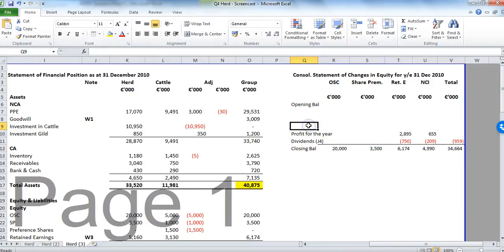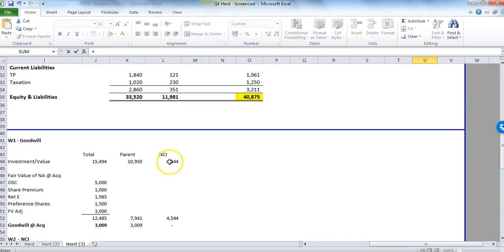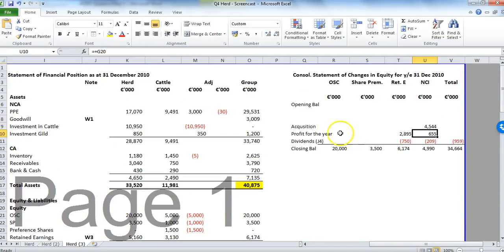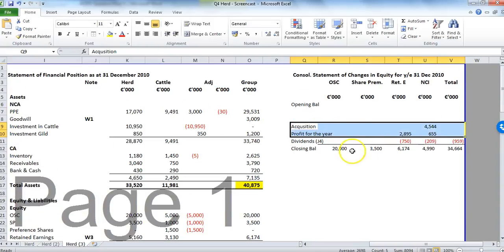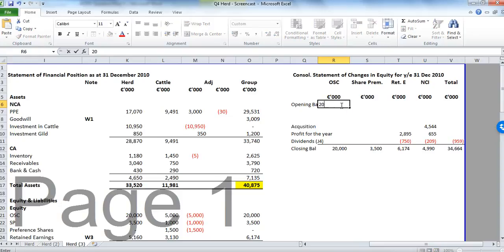And the final movement that students would have forgotten about, if you have a mid-year acquisition, you have to show it coming in to the NCI. So the NCI was acquired during the year, so its acquisition value at the start would have been 4544. So they're the 3 main movements. And by working back, well, the opening balance must have been 20 million as well, because we'd no movement during the year. The opening balance and share premium must have been 3500, again because we'd no balance during the year.